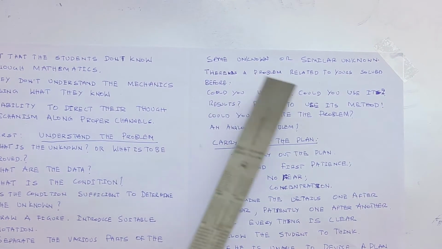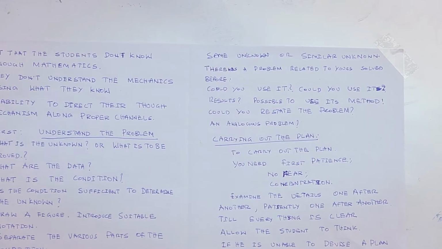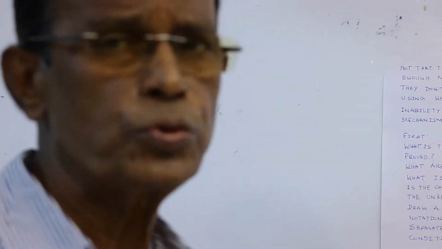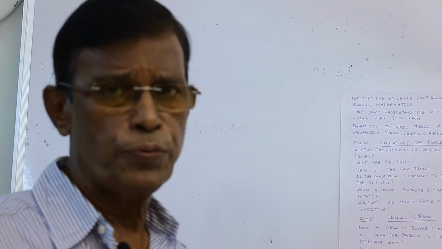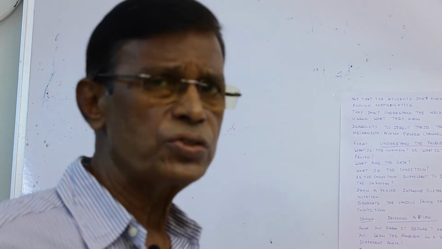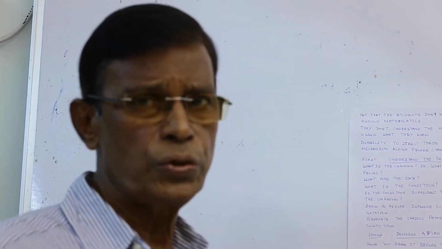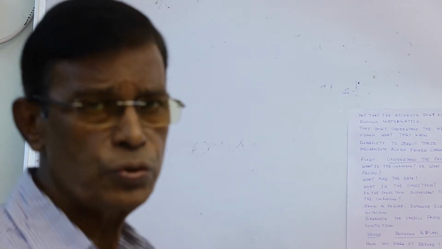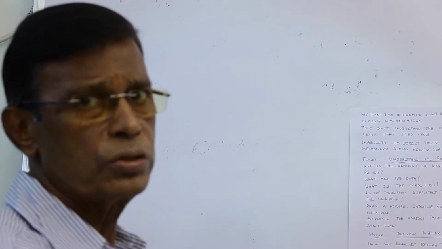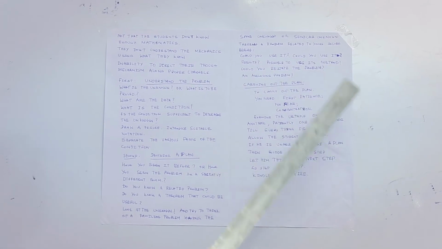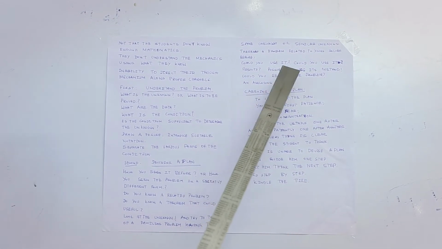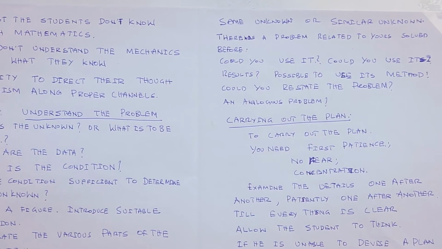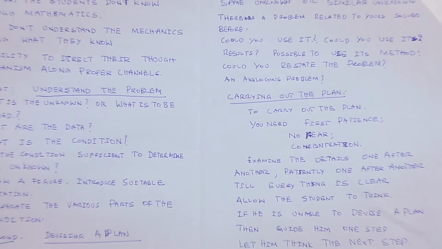There is a problem related to yours solved before. Some problems should have been solved before we took up this one, and somebody would have solved a similar problem, then you try to do it. This is like swimming, where somebody is swimming and you kick your legs and follow, doing what you are supposed to do. So could you use it? Could you use its results? Is it possible to use its method also? Could you restate the problem or think of an analogous problem?